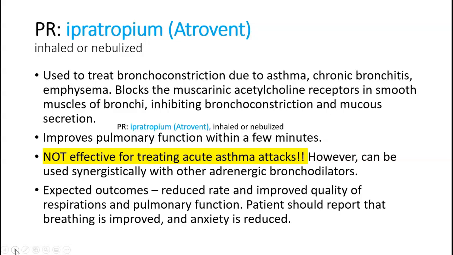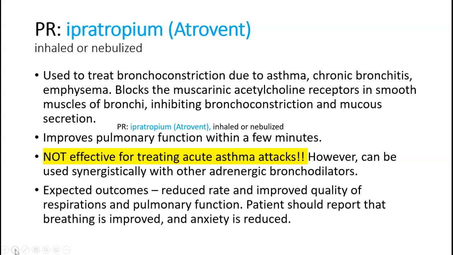Now, improving pulmonary function within a few minutes is very different than saying it can be used for an acute asthma attack. It may improve pulmonary function. This drug is actually used a lot for people with COPD. We don't really use it for asthmatics.